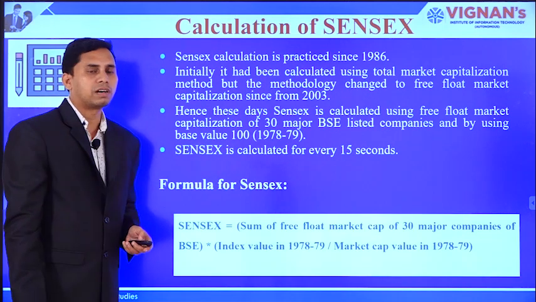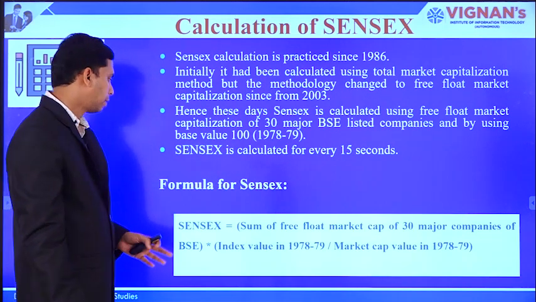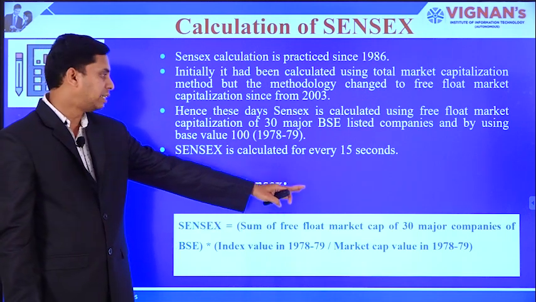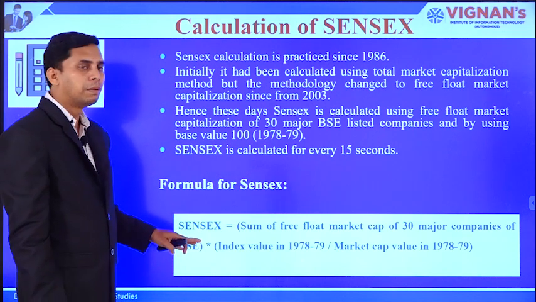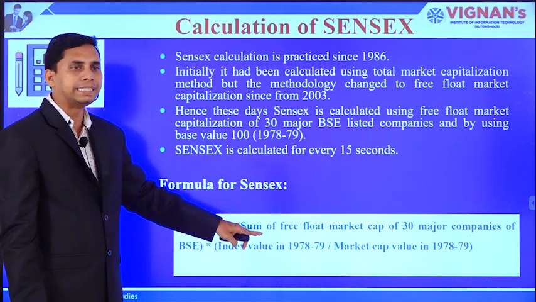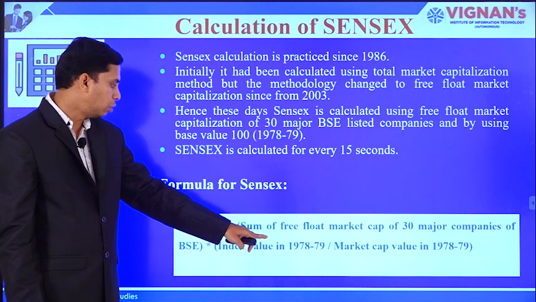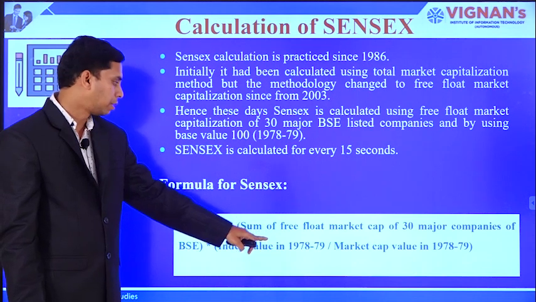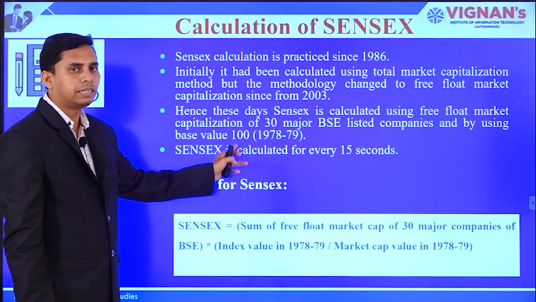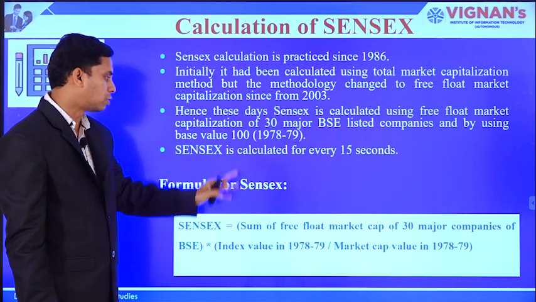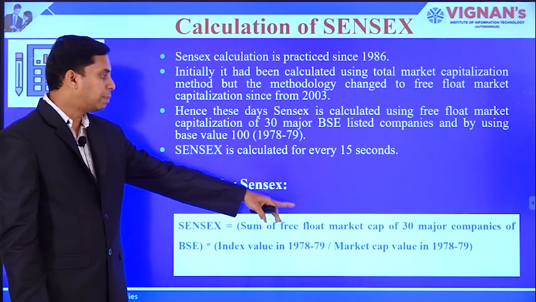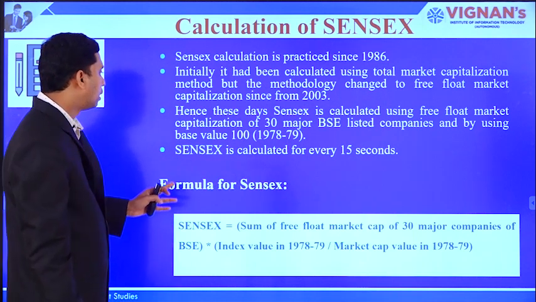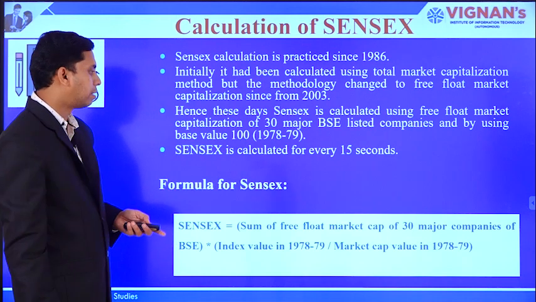Now, let us see the formula for calculation of Sensex. Sensex is the sum of the free float market capitalization of 30 major companies of BSE multiplied by the index value in 1978 and 79. As I told you, this value remains constant for the calculation of Sensex, and it is 100 from the standard observations. And then the market capitalization value in 1978 and 79 is again considered here. We will calculate this also.